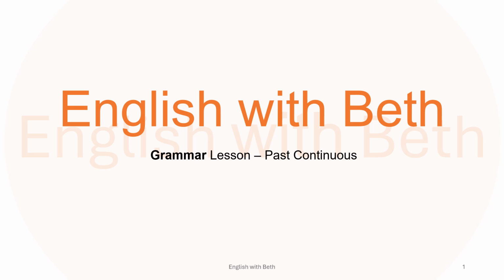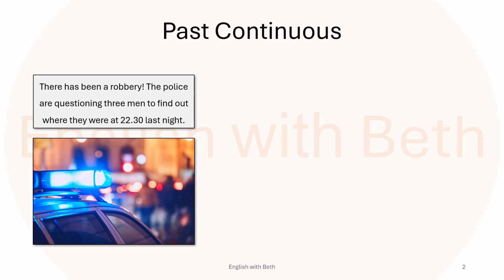Today we will be talking about the past continuous tense, when to use it and how to form it. There has been a robbery. Someone has stolen something. The police are questioning 3 men to find out where they were at 10:30 last night.